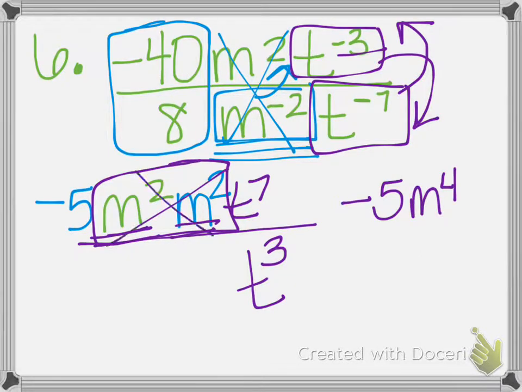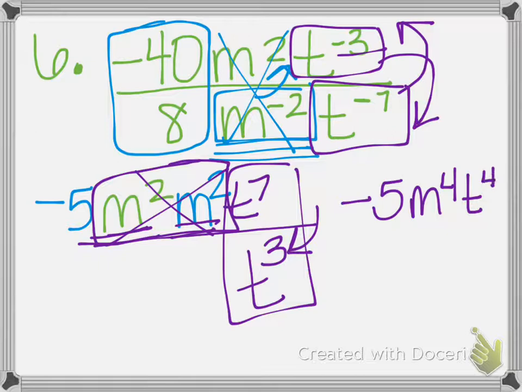And then I've got t's here. T to the 7th over t to the 3rd. I have more t's in my numerator, so that means my answer is going to have t's in the numerator. And when I cancel out 3 of them, I will be left with 4 more. So this is my final answer.